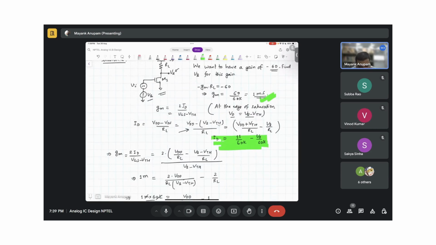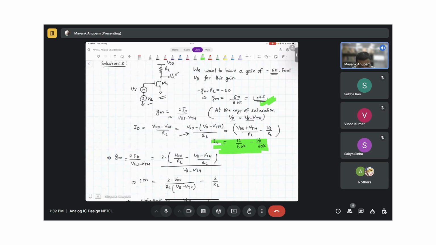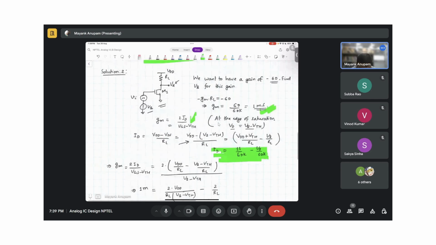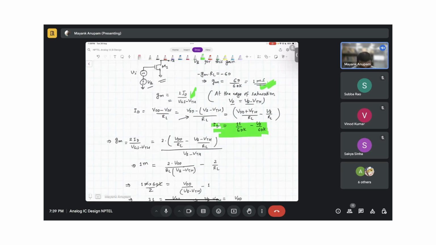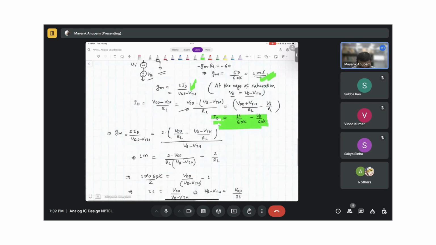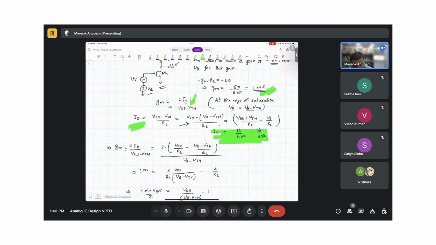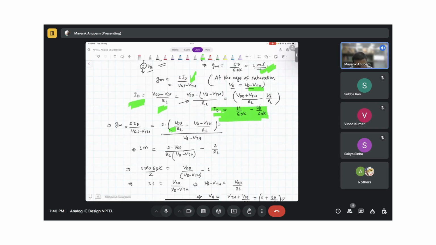Now the next thing is, what is the current? The current is 2ID by GM, which is 2ID by VGS minus VTH. This is fine. And from here you found out the value of ID. ID is equal to VDD minus VDS upon RL, right? And VDS is how much? VDS was equal to VB minus VTH. So you put that here: VDD minus VB minus VTH upon RL. Then in 2ID you have replaced ID with this particular equation here, VDD by RL minus VB minus VTH by RL.